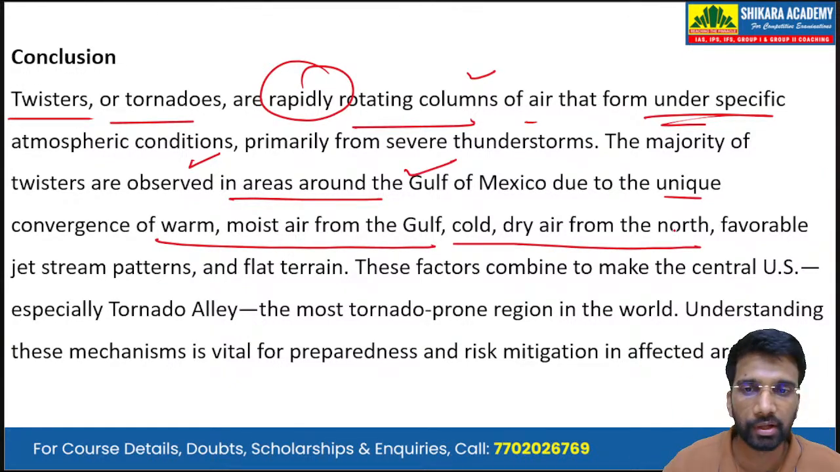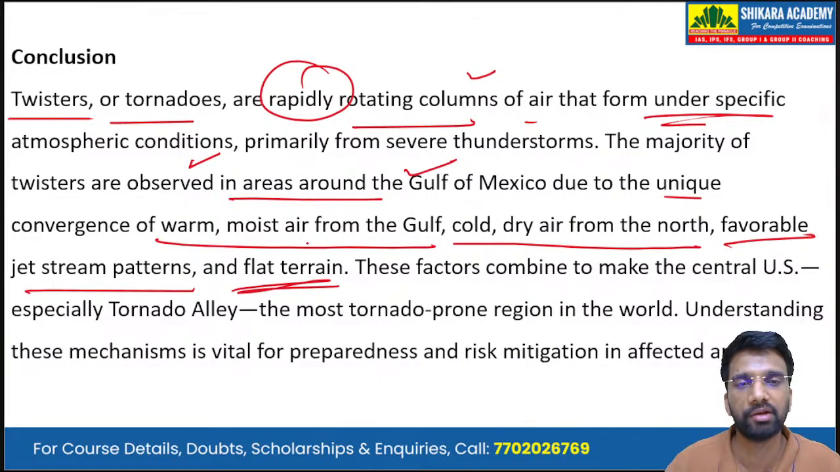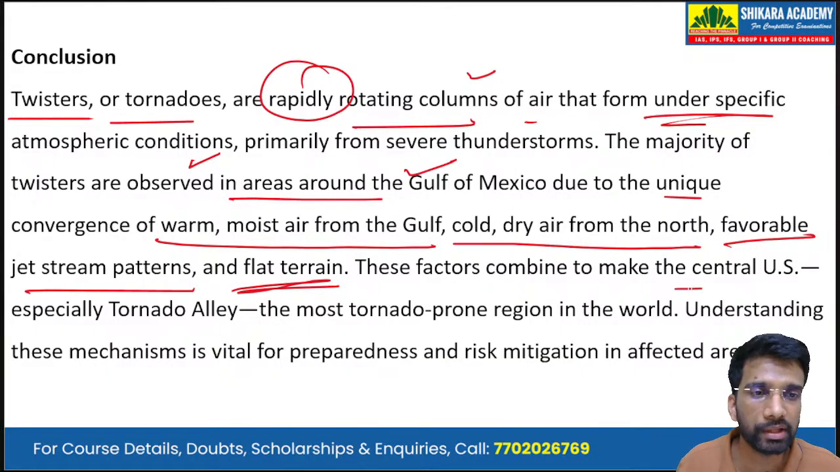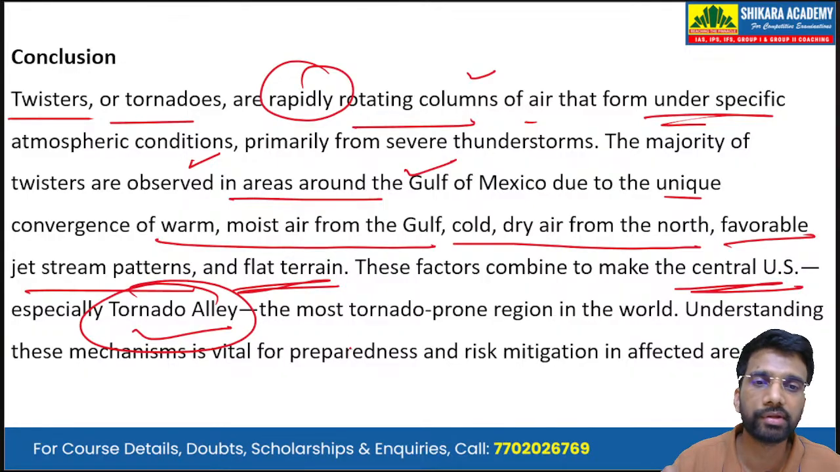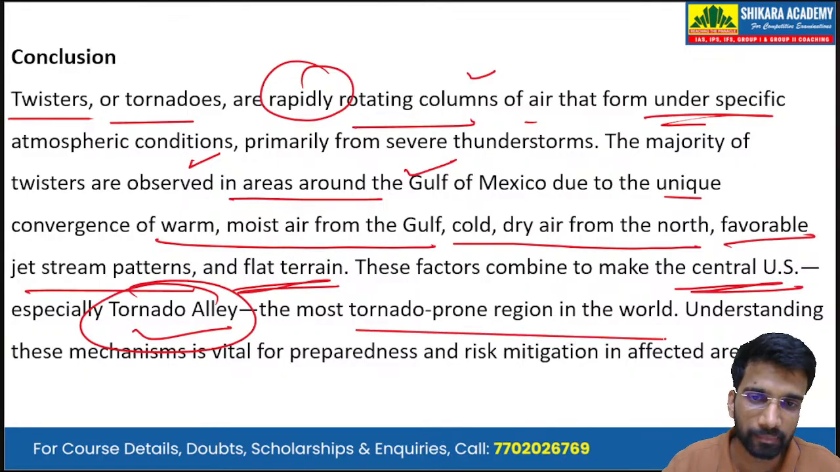So, the collision of the air masses. Secondly, the favorable jet stream patterns and the flat terrain. So, these three are the main reasons. These factors combine to make the central US, especially the Tornado Alley, the most tornado prone region in the world.